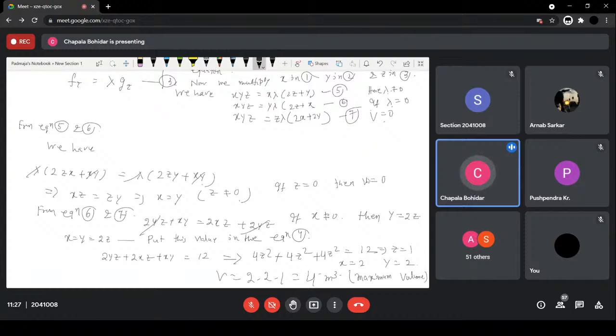If the question is given to you as multiple choice, you can use any method. Otherwise, if the question is given using the Lagrange multiplier, you have to solve it this way.